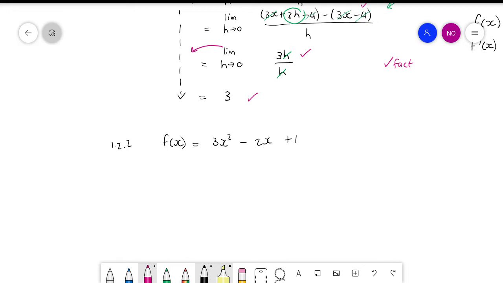Okay, that's f of x. Quickly get f of x plus h. Remember, a bracket squared has 3 terms in it.